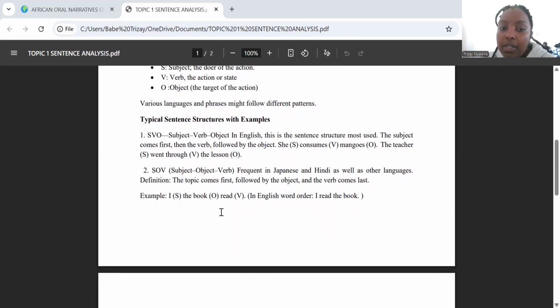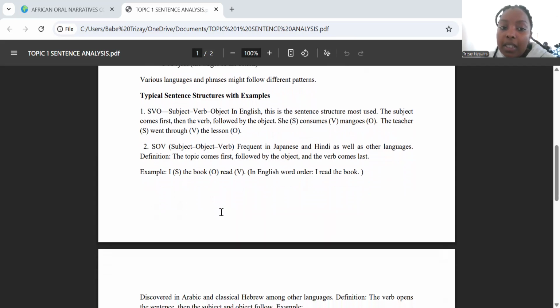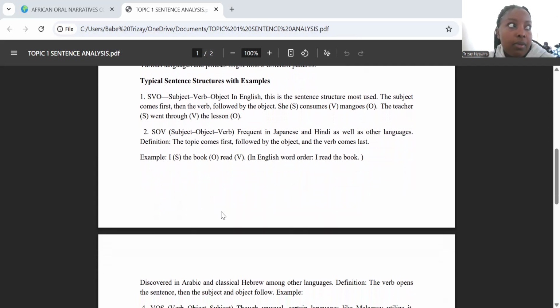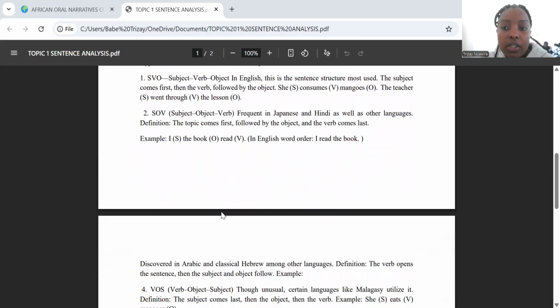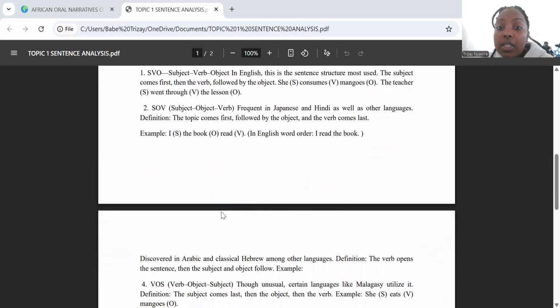Another sentence example is the teacher went through the lesson. The teacher will be the subject, went through is the verb, and the object will be the lesson. So the next pattern will be SOV, that is subject, object, verb. It is frequently used in Japanese and Hindi, as well as other languages. So the subject comes first, followed by the object, and the verb comes last. For example, the book read.